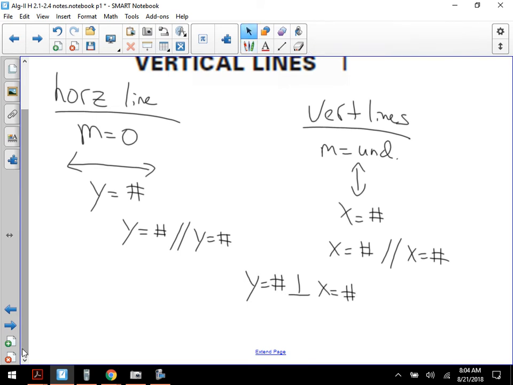It seems weird to write it like that, but when you start looking at ordered pairs, a lot of times you'll be able to decipher real quick if you've got a horizontal line or a vertical line. If the y values don't change, it's horizontal. If the x values don't change, it's vertical. So you can go real quick and write out some equations.